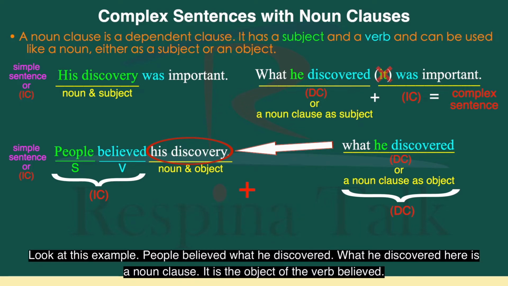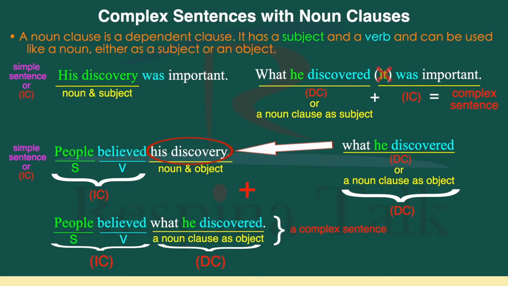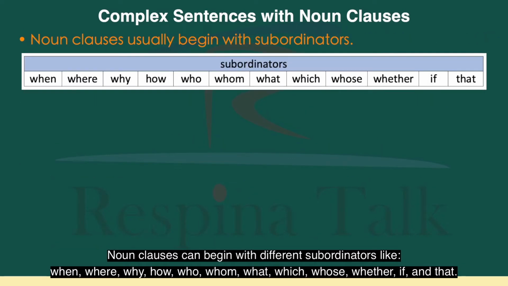Look at this example. People believed what he discovered. What he discovered here is a noun clause. It is the object of the verb believed. Noun clauses can begin with different subordinators like when, where, why, how, who, whom, what, which, whose, whether, if, and that.